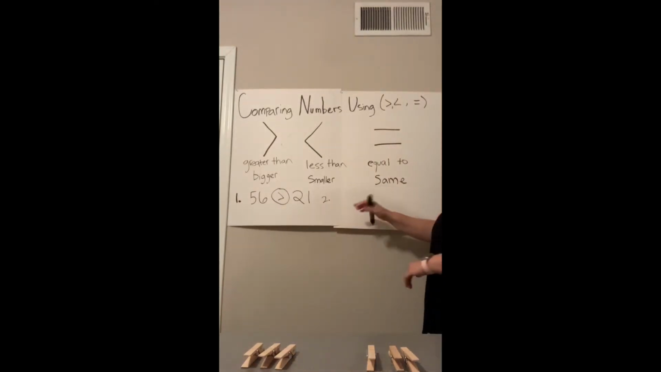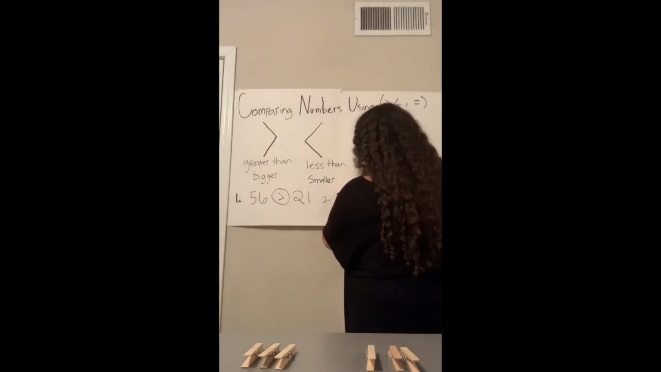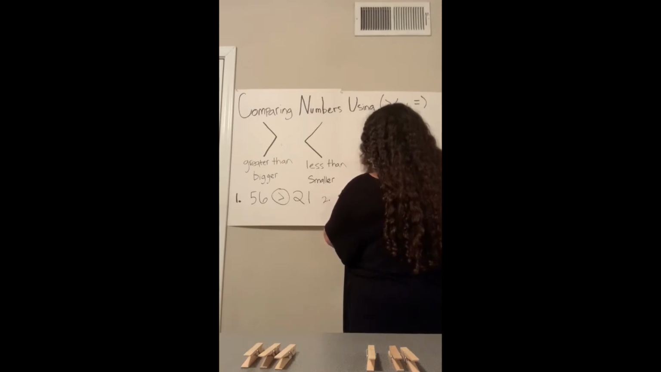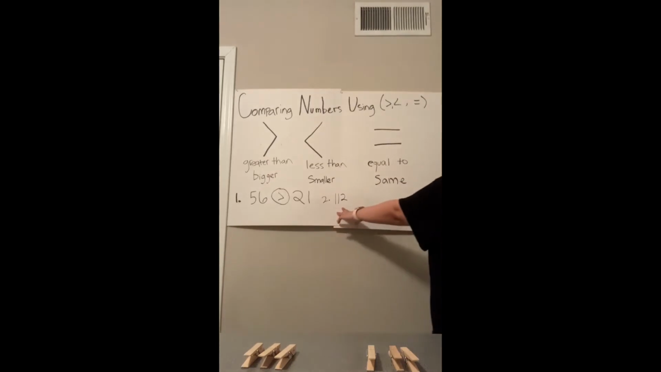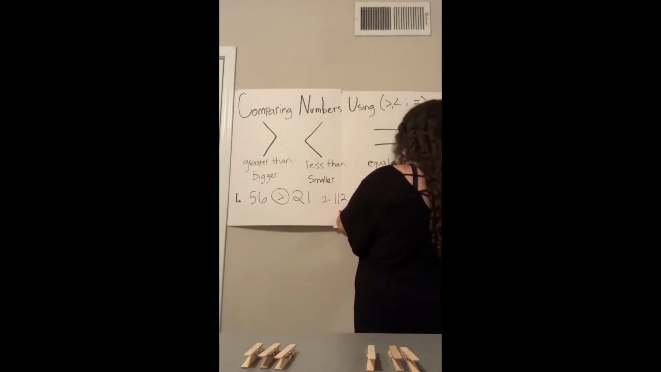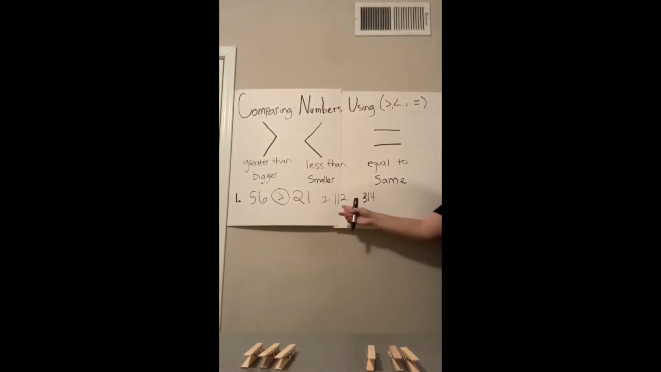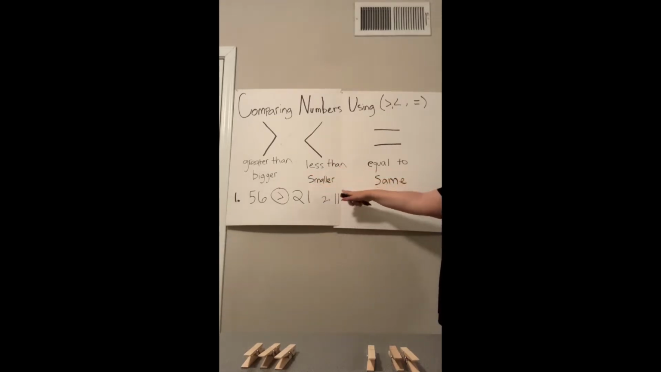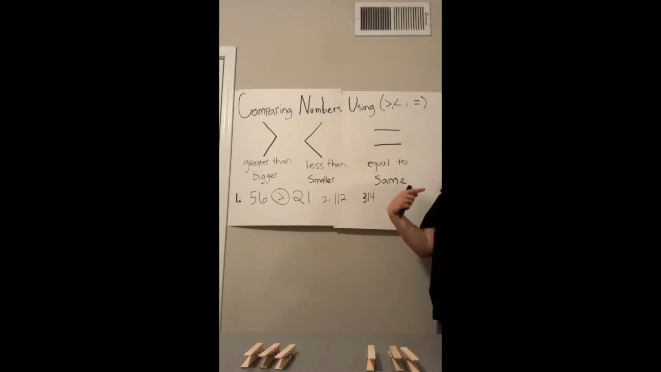It'll be hard for me to write a little bit, but hopefully you guys can see this. For number 2, we're going to do 112. These are bigger numbers, so pay close attention. We have 112 and 314. Is our symbol going to be facing that way, or is the alligator mouth going to be facing towards me?